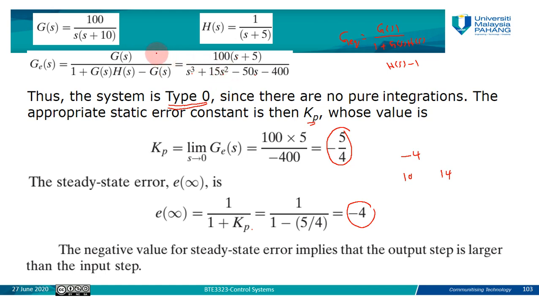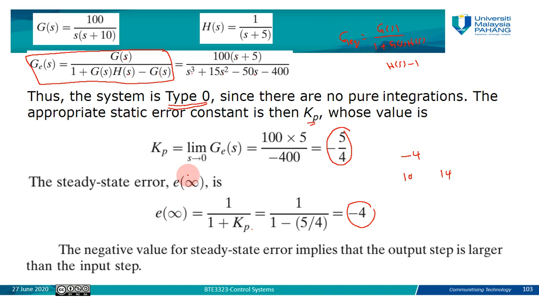It is gs over 1 plus gs hs minus gs. You just substitute the value of gs and the value of hs, and you can find your unity feedback transfer function. Then you can apply the calculation to define the system type, to define the error constant, and to define the value of the steady state error.